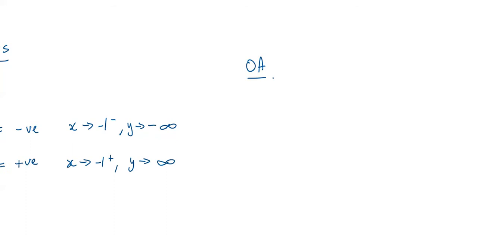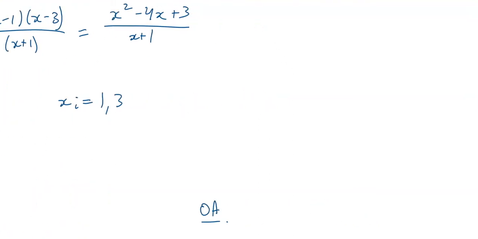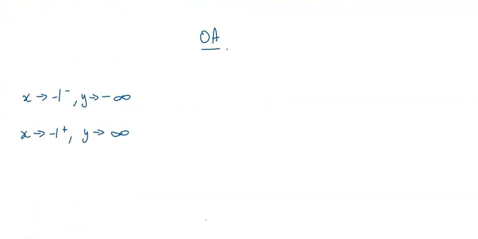So how do we find our oblique asymptote? We take this version and we actually do that division. So we're doing x plus 1 into x squared minus 4x plus 3.